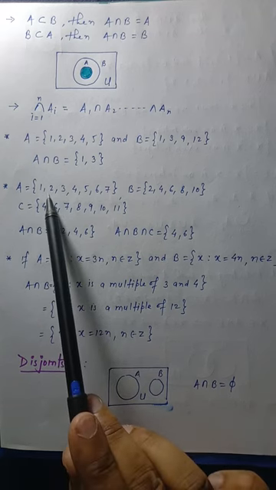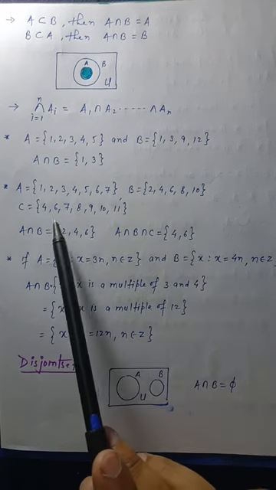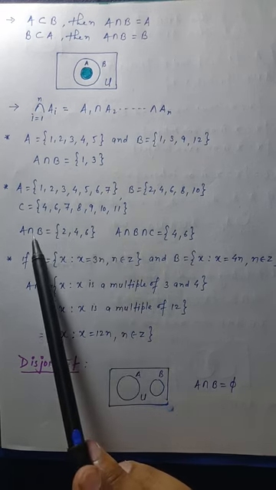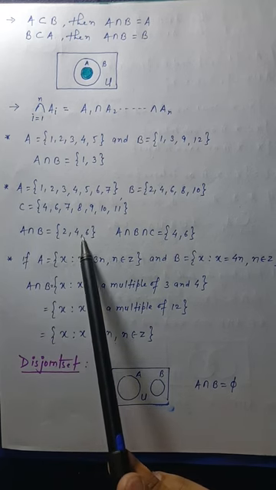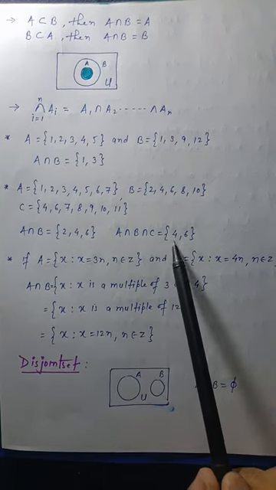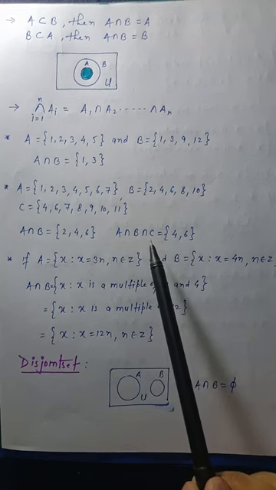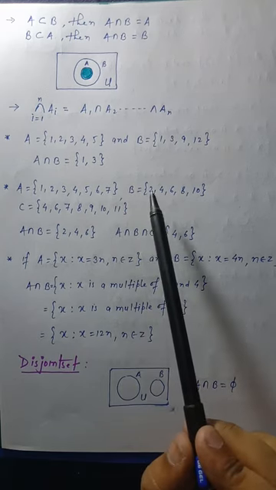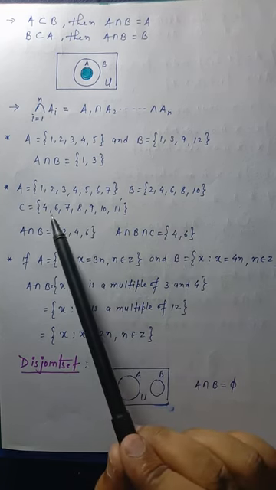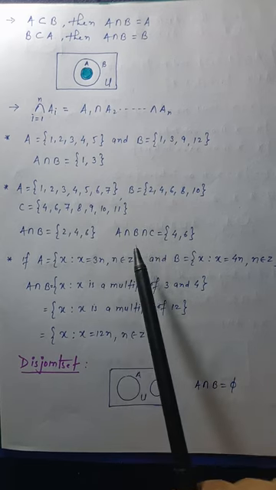Similarly, when A is 1 2 3 4 5 6 7, B is 2 4 6 8 10, and set C is 4 6 7 8 9 10 11, then A intersection B will be 2 4 6, and A intersection B intersection C will be 4 and 6, because A intersection B intersection C means you have to take common elements which are present in A, in B and in C. So 4 is present in A, it is in B, and it's also in C. And similarly 6 is common in all three sets.